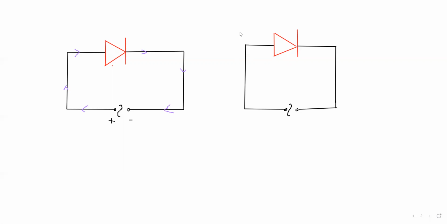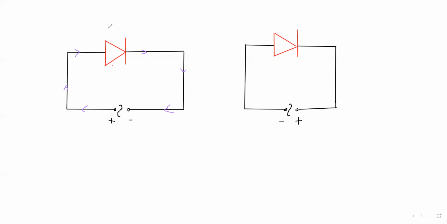But because it's an AC supply, next moment the left hand side will be negative and the right hand side positive. So what happens? As the current is moving from positive to negative, will the diode allow this current to pass, yes or no? It will not allow the current to pass. It will block that current. If the current is blocked by the diode, no current is entering the circuit.